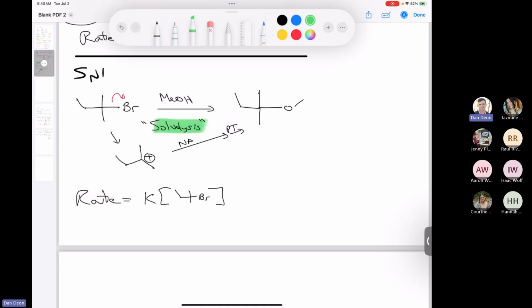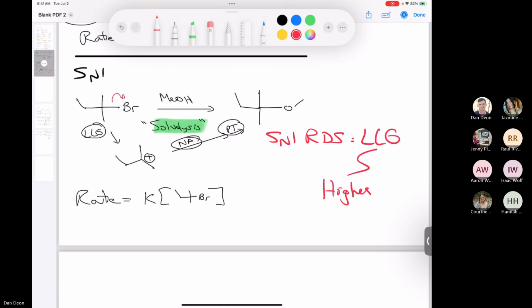Now, as far as the rate determining step, we talked about the SN1 rate determining step. Does anybody remember, out of all these steps? There are 3 steps: loss of leaving group, nucleophilic attack, and proton transfer. Does anybody remember which one of these is the rate determining step? Which one has the highest activation energy? Exactly, Raoul. It's the loss of leaving group. This one has the highest activation energy. There you go.